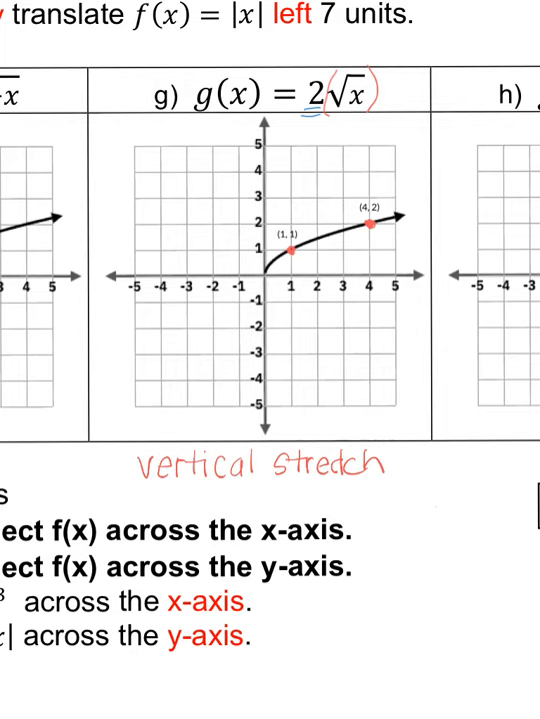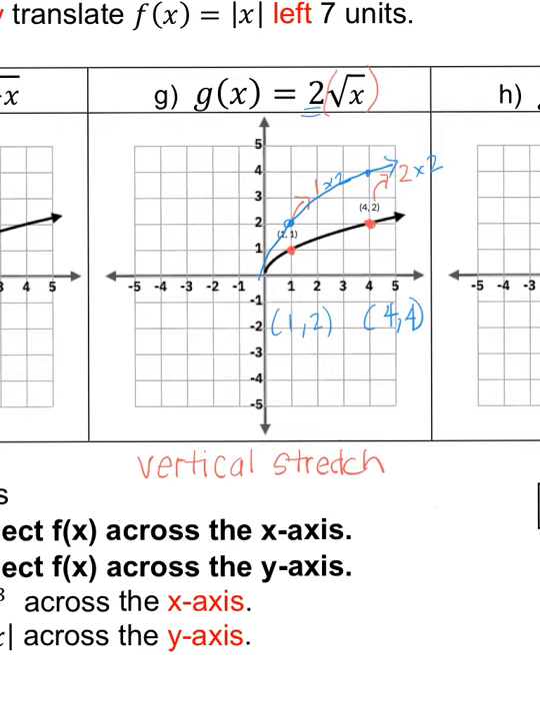For each of the points, what you're going to see is that the y-coordinate, which is 1 in this case and 2 in this case, are going to be multiplied by that leading coefficient times 2. And so you end up with a new coordinate 1, 2, and the other coordinate is now going to be 4, 4. If we plot those points, you'll see that the function is stretched upward such that it looks like that.